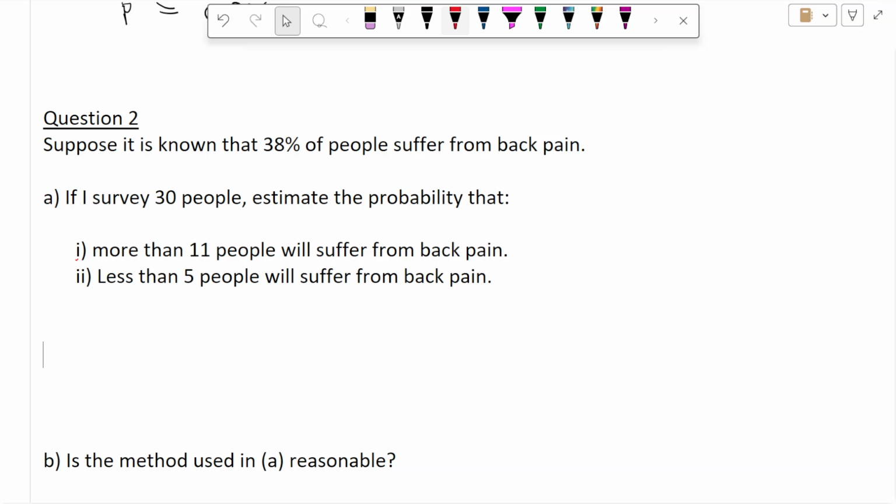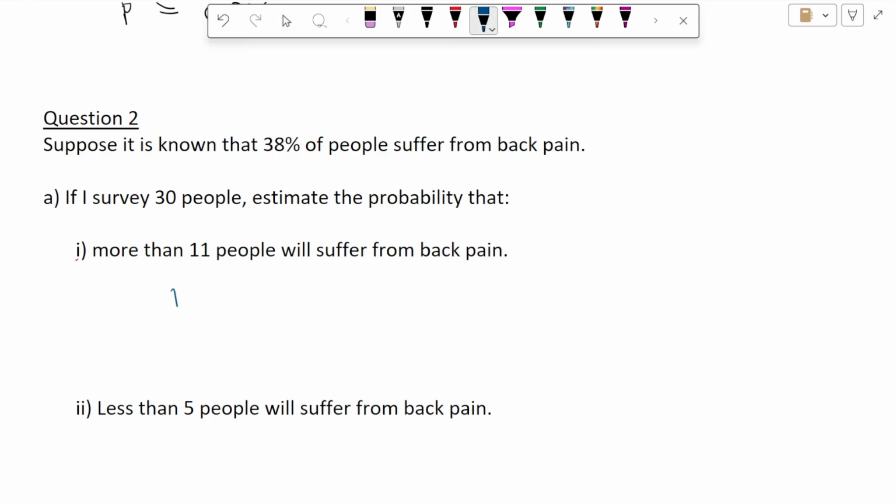Okay, question 2. 38% of people suffer from back pain, and you survey 30 people. So for our first one, we want to calculate the probability that more than 11 people will suffer from back pain. Okay, now there's sort of two ways to do this. What you could do is a binomial distribution. Now in both cases, I'm going to say let x be the number of people out of 11 who suffer from back pain.